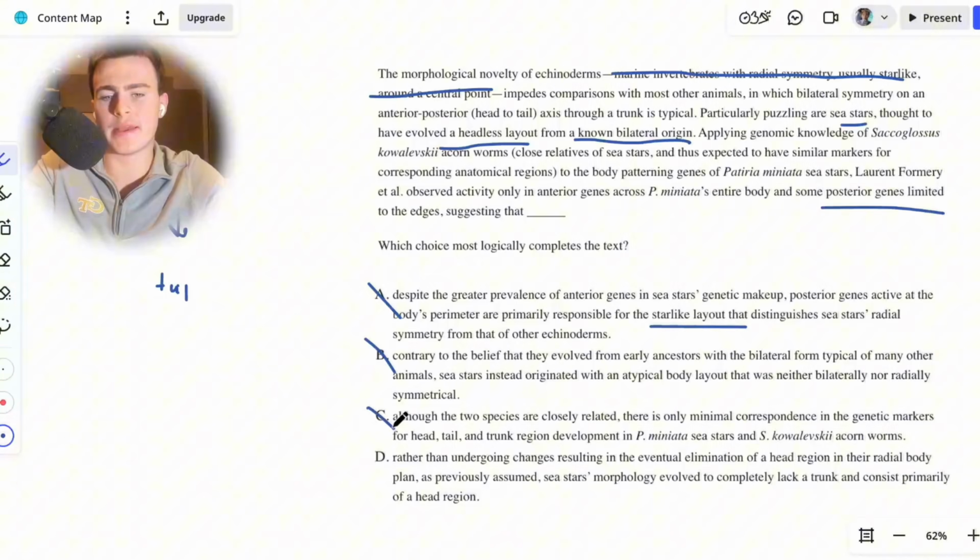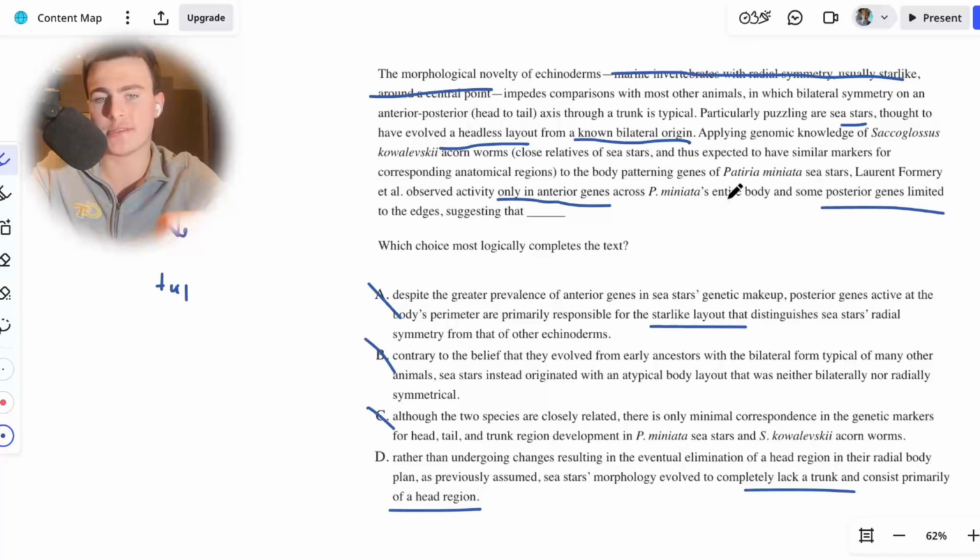But why is it D? Why does D make sense? Rather than undergoing changes resulting in the elimination of a head region, they evolved to completely lack a trunk and consist of primarily a head region. Well, in the text, it says that they have activity only in anterior genes across the body and some posterior. So they have mainly head genes in the body and slight tail genes on the edges. So this literally says that the sea star has a lot of head genes. They have a head region. So since they do have a head region, they evolved to lack a trunk and primarily have a head region. This is directly supported by the text. So D is your answer.